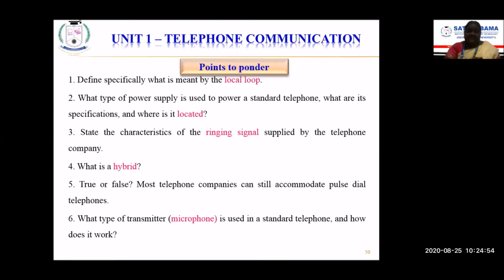So what is defined specifically, what is meant by local loop? I want you to answer. Please enable the chat box, sir. Yes. So what is meant by local loop? Answer my first question, which is visible on the screen. These kinds of questions will be asked frequently. So these are the important points that you need to keep in mind. Once again, define specifically what is meant by local loop. Answer in one or two words.